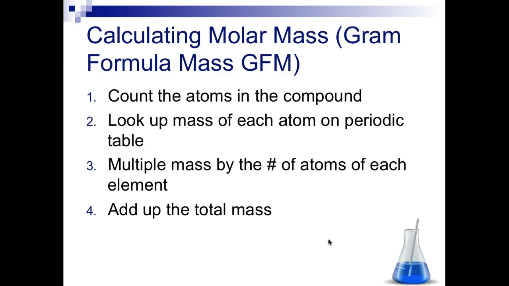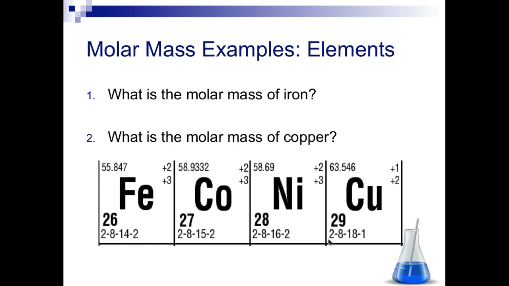So how do we calculate molar masses, or gram formula mass, which we're going to abbreviate GFM? First, you count the atoms in the compound. Then you look up the mass of each element on the periodic table. You multiply the mass by the number of atoms of each element, and then you add up the total. So let's look at some examples. What is the molar mass of iron? Here's a snippet from your periodic table. The molar mass of iron is 55.847 grams per mole. What is the molar mass of copper? Okay, copper is Cu, so it's 63.546. Now you can round these values, but when you round them, you can round them to 1 decimal place.